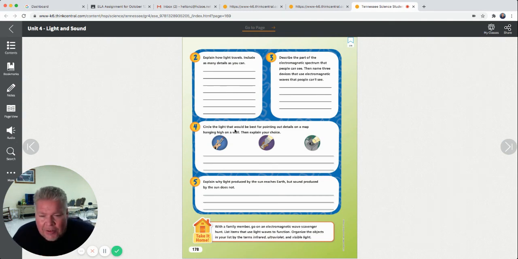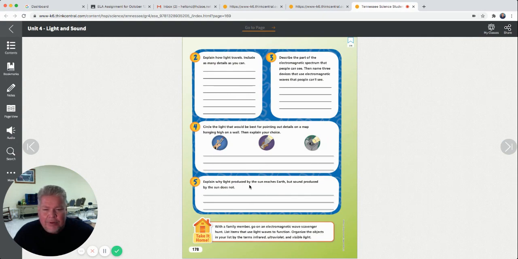This says, circle the light that would be best for pointing out details on a map hanging high on a wall, then explain your choice. All right, looks like we've got a laser pointer, a flashlight, and a spotlight. Well, if you want to point to detail on a map, you want to use this little laser pointer to show exactly what you're talking about.